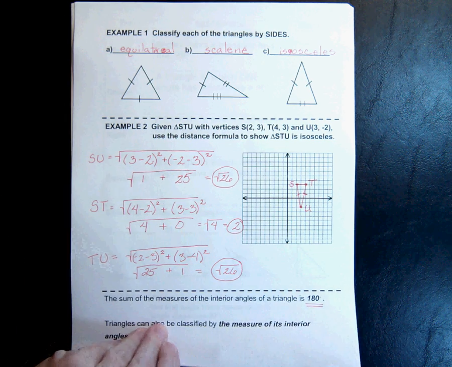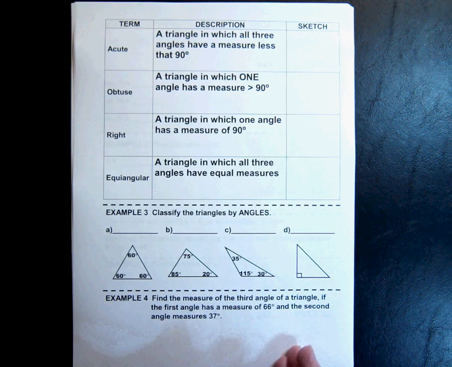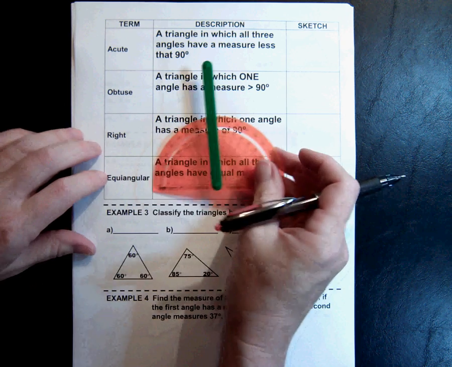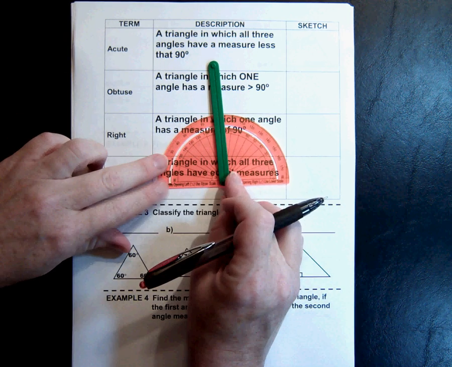Let's move on to example 3. Actually, before example 3, some more definitions. Let's do a few sketches. Alright, acute angle, one in which all three angles have a measure less than 90. We're talking about an acute triangle, but let's go over an acute angle.